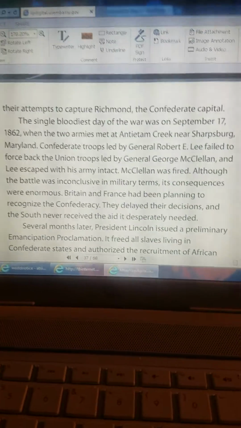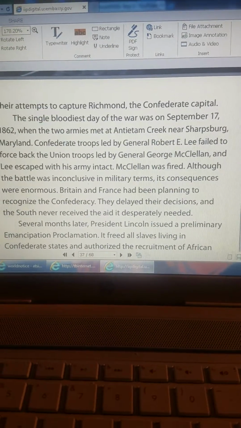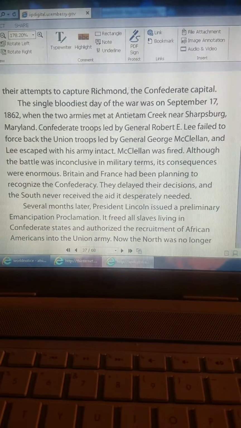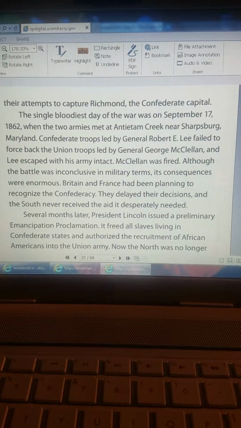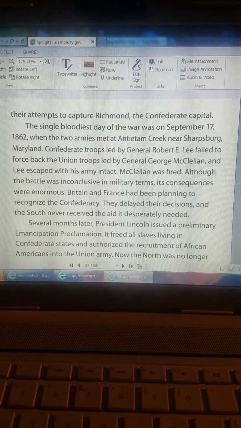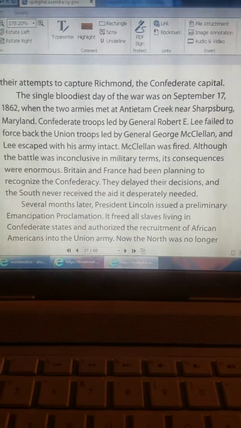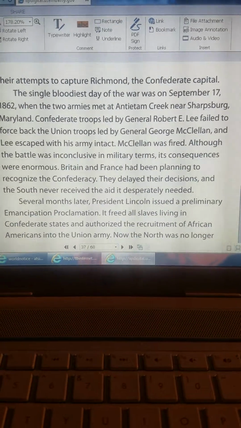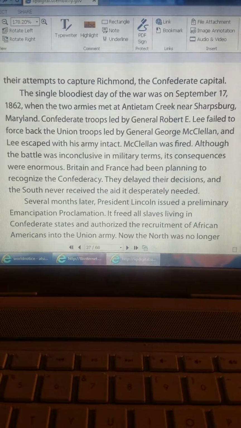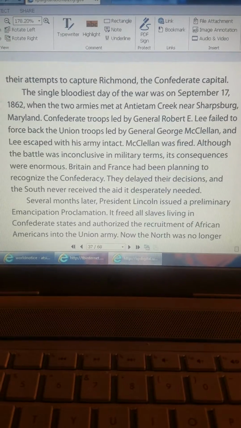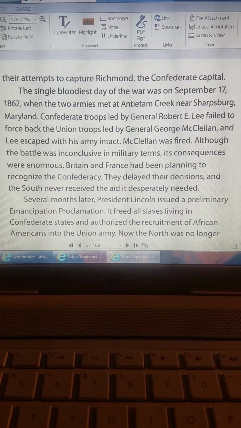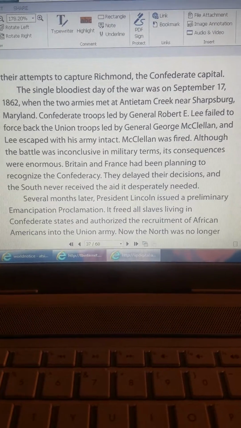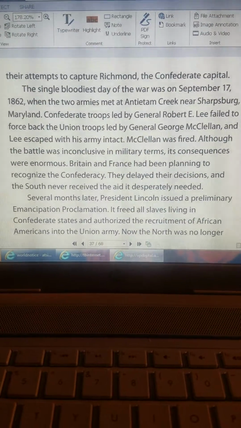Anyway, their attempts to capture Richmond, the Confederate capital. Now, this is the single bloodiest day of the war, which was on September 17th, 1862, when the two armies met at Antietam Creek near Sharpsburg, Maryland. The Confederate troops led by General Robert E. Lee failed to force back the Union troops led by General George McClellan, and Lee escaped with his army intact.